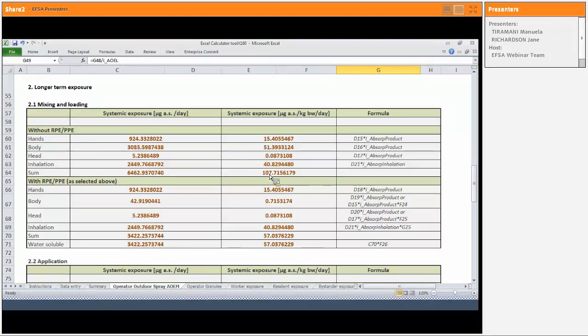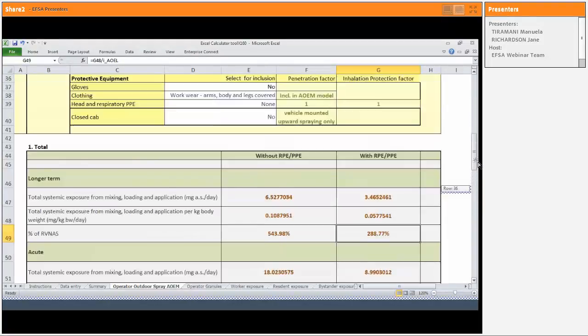Indeed. Doing this check, maybe I'm saying something a bit obvious for most of you, but apologies for this, is also helpful to check which are the most exposed parts of the body and where you could do something to improve this. Here, because we know now that the problem is with mixing and loading.